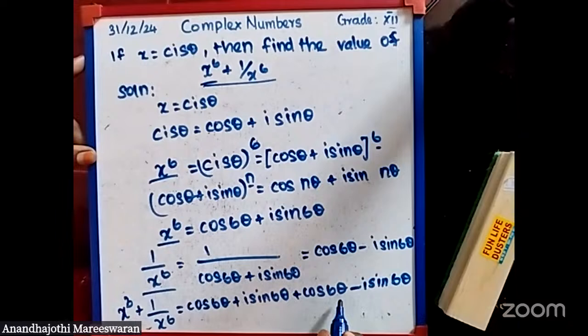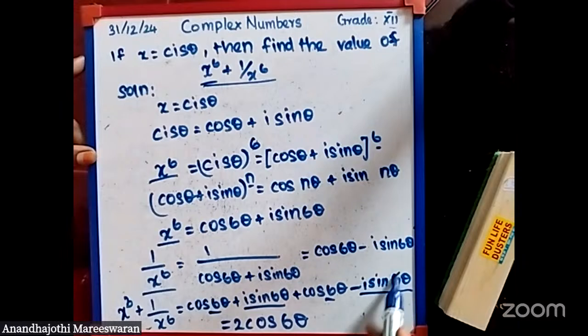cos 6 theta plus cos 6 theta will equal 2 cos 6 theta. i sin 6 theta minus i sin 6 theta will be cancelled out, equal to 0. So the value of x power 6 plus 1 by x power 6 will be equal to 2 cos 6 theta. Okay, guys, I will give you 1 more minute to copy this down, so we can move to the next sum.